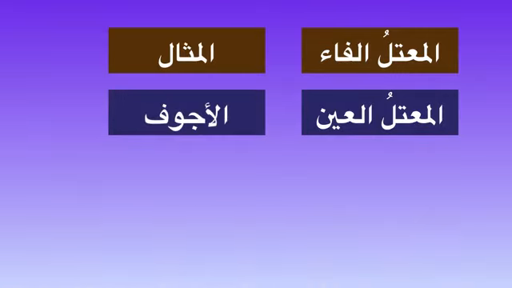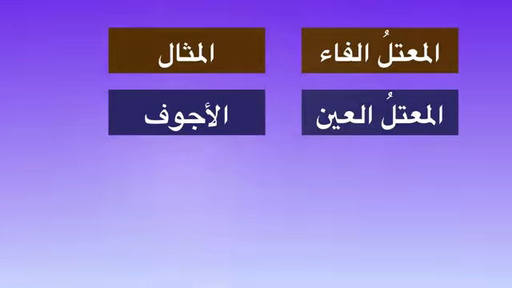Whenever there is a weak letter in the fa kalima, that is al-mu'tal al-fa, and it is called al-mithal. And if the weakness is in the ayn kalima, in the middle of the verb, then that verb is called ajwaf. Ajwaf means empty. Jawf means mouth, and when you fill the mouth with air, it's hollow.